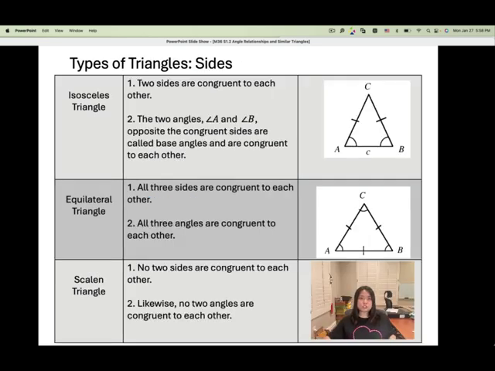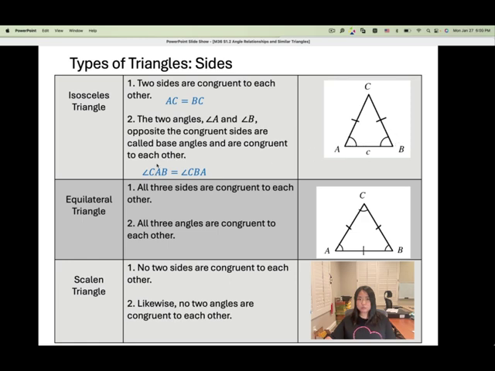Okay, that's no angle is a right angle. Another 3 types of triangle. Isosceles triangle: 2 sides are congruent to each other. This is talking about side AC being equal to side BC. And then two angles, angle A and angle B, opposite to the congruent sides, are called the base angles and are congruent to each other. Congruent means exactly equal to each other. Okay, so angle A will be equal to angle B, or you could say angle CAB equal to angle CBA.